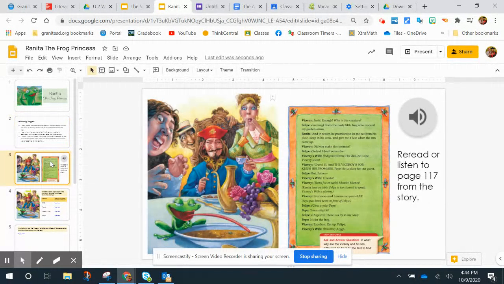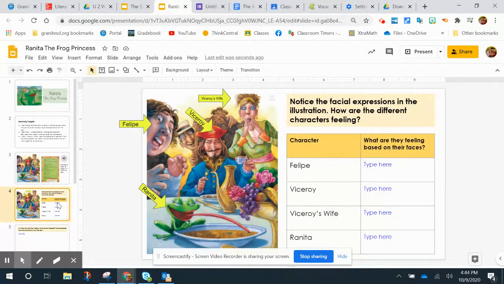You are now going to reread a couple of pages from the story. This is from scene 2 when they're eating dinner. You can either read or listen to myself read the page to you. Next, you're going to take a closer look at the illustrations.